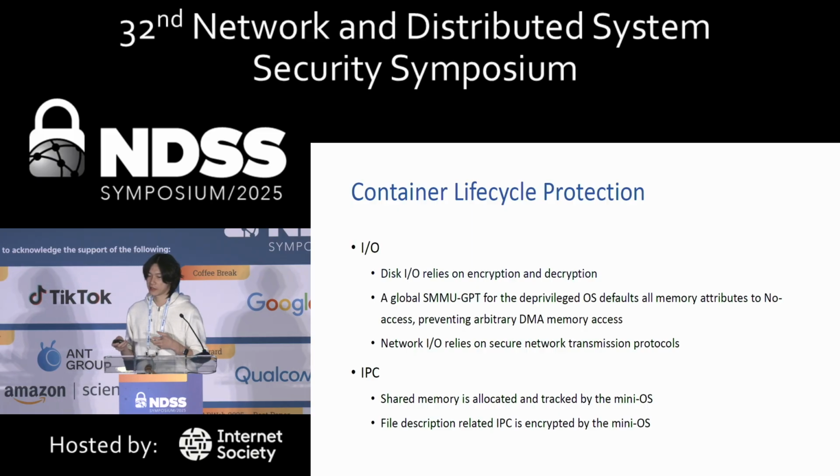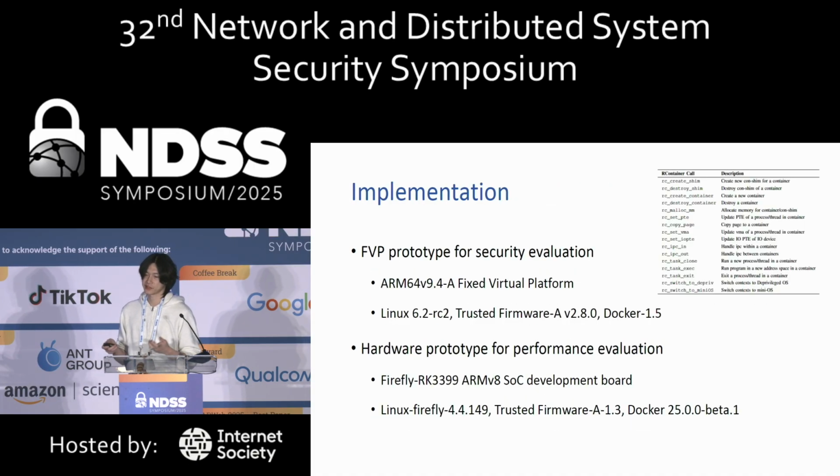And then the I/O protection. Actually, disk I/O and network I/O are not in our scope, because we want the application layer to protect their I/O data. But our RContainer can protect our container against DMA attacks. It is because SMMU GPT can also limit the access of SMMU memory.